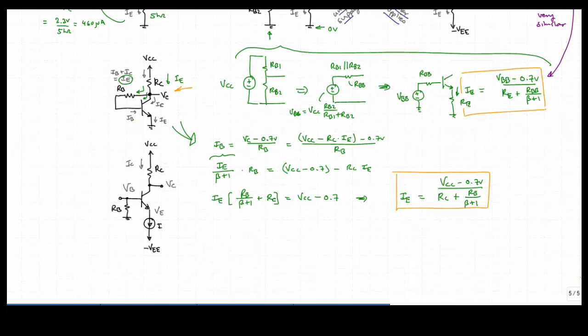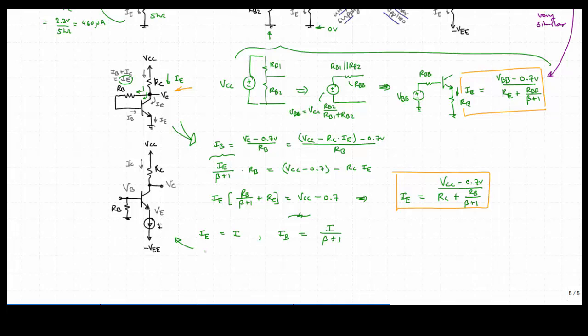Okay, lastly, let's look at the bias for the case where we use a constant current source. This one is trivial compared to the others because we don't need to calculate the emitter current, because the emitter current is just equal to I. Right? Now we could say the base current is going to be equal to I over beta plus 1.